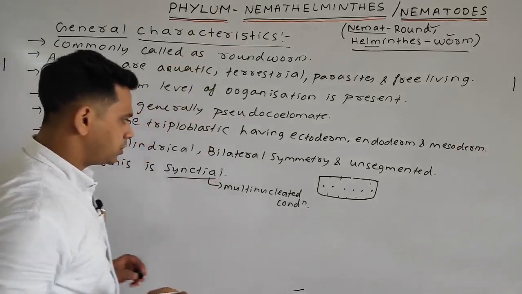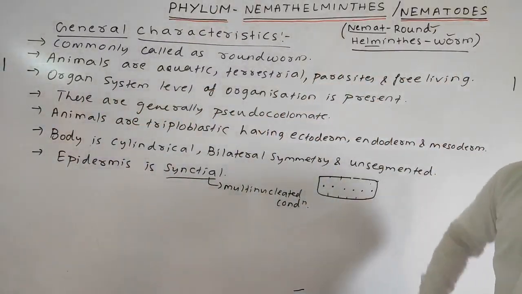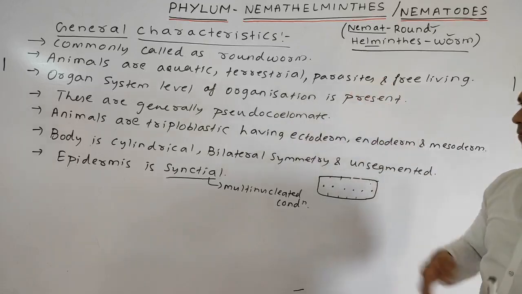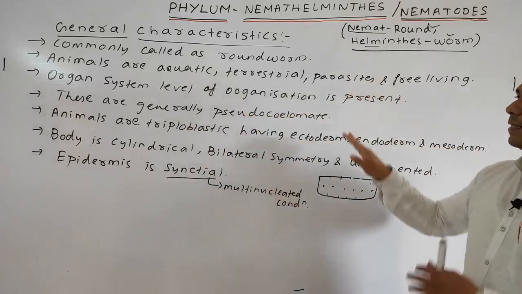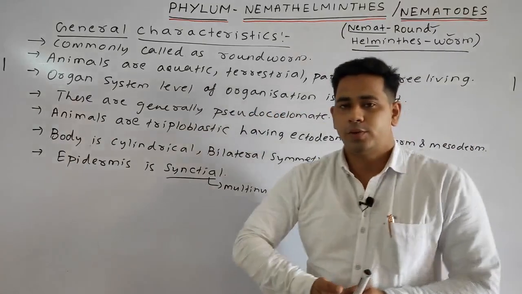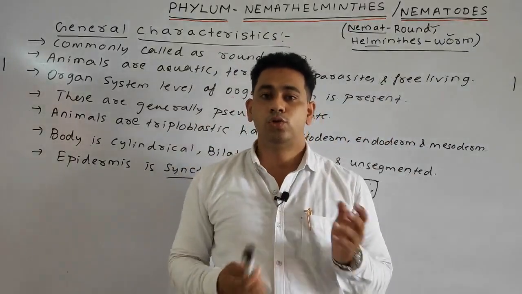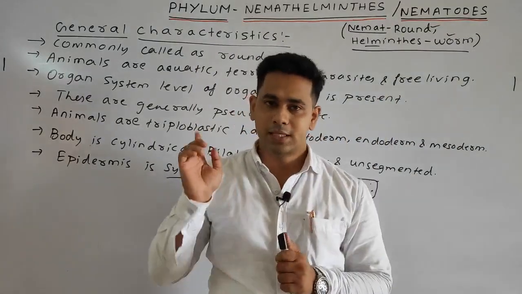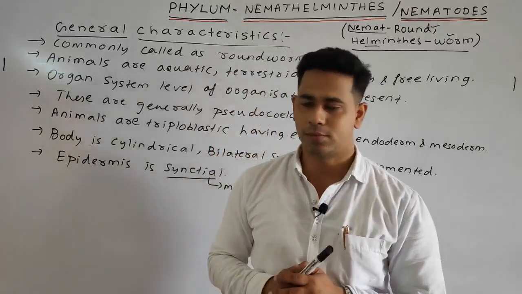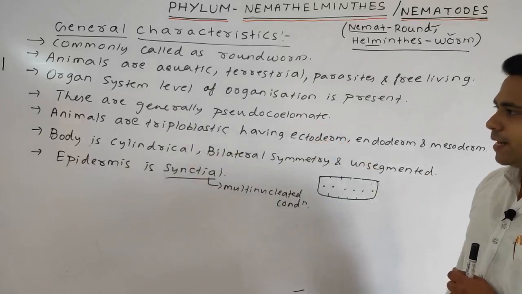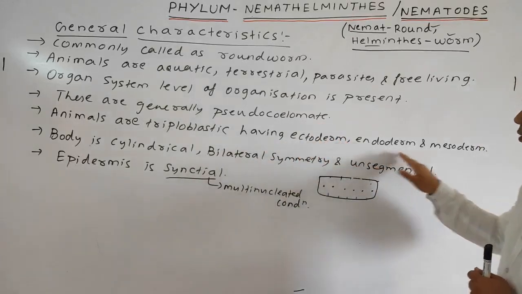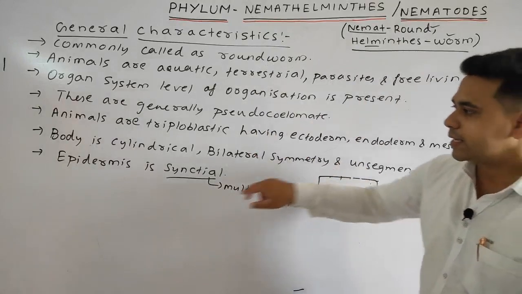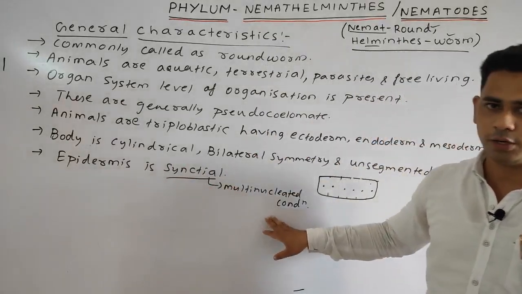Okay, so generally, the number of points we have discussed: it is commonly called the roundworm; aquatic, terrestrial, parasites, or some are free living. Organ system level of organization is present. These are generally pseudocoelomate in nature. Pseudocoelomate means it does not have a true coelom. A true coelom is one that is lined by the mesoderm. In this case, the coelom is present but it is not lined by the mesoderm, so it is called pseudocoelomate. Next, the animals are triploblastic, having ectoderm, endoderm and mesoderm. The body is cylindrical with bilateral symmetry and unsegmented, and the epidermis is syncytial in nature, meaning the multinucleated condition.